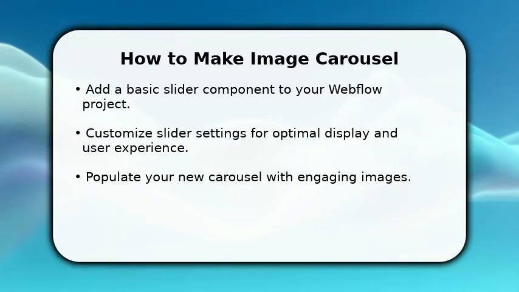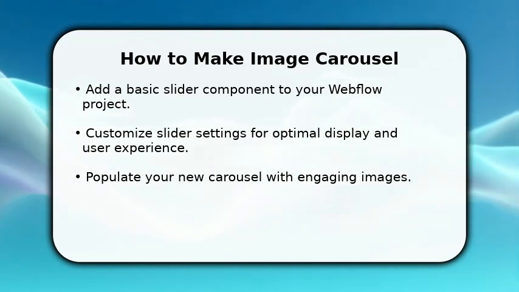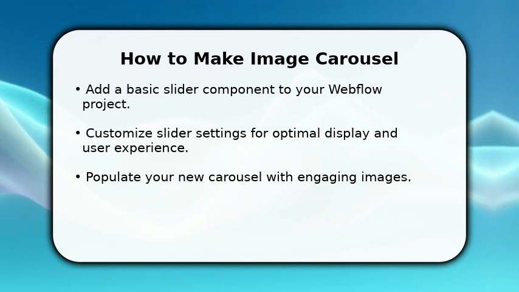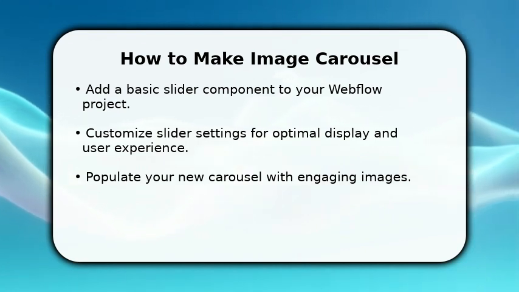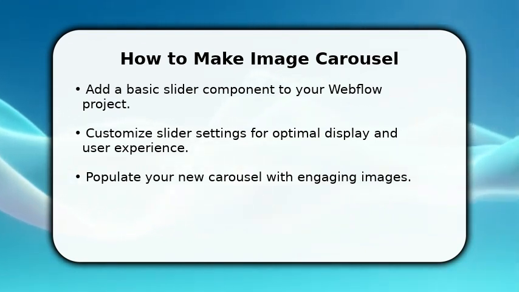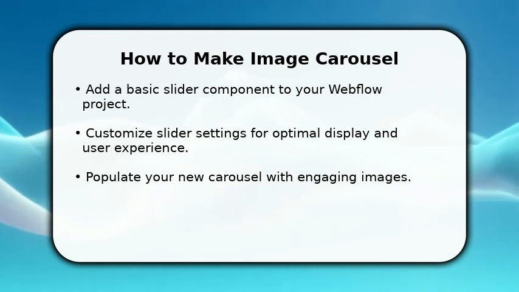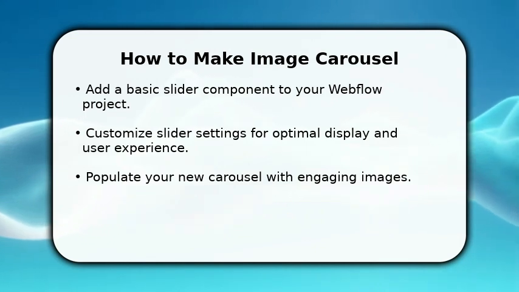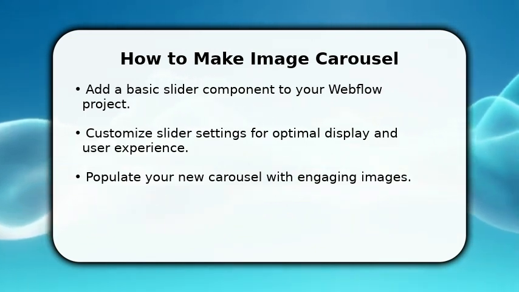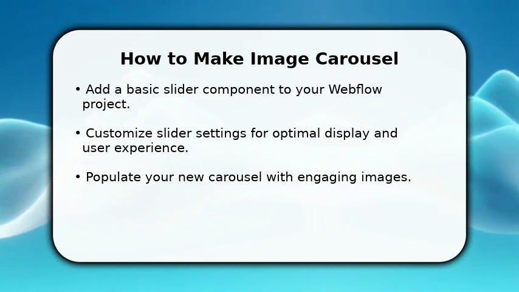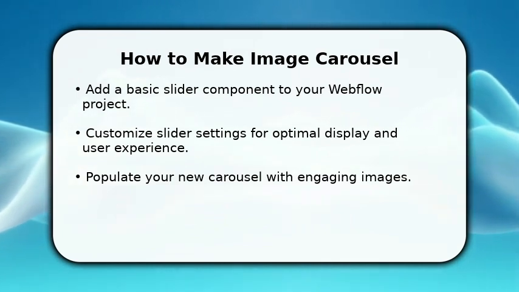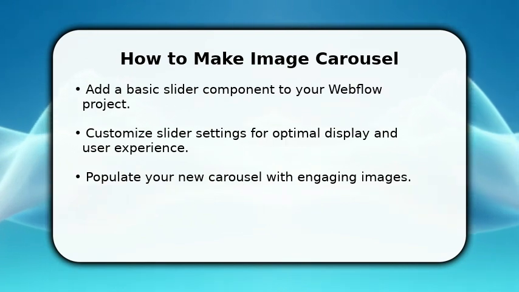In this video, I will explain how to make an image carousel in Webflow. First, navigate to the Add Elements panel and drag a slider component onto your canvas. This forms the foundation of your carousel. Next, access the Settings panel to adjust properties like the number of slides and their dimensions. Finally, select each slide and add your desired images, ensuring they are properly sized for your design.